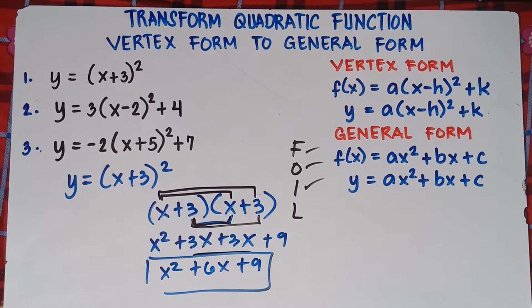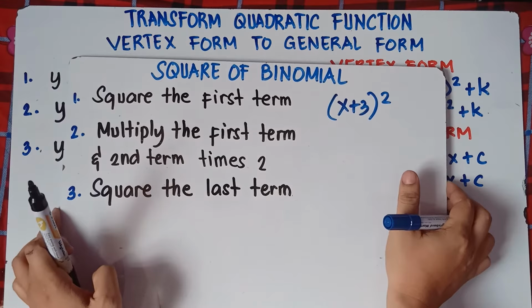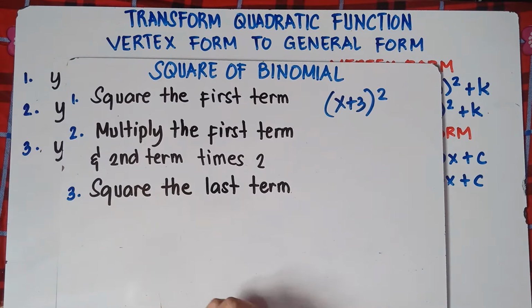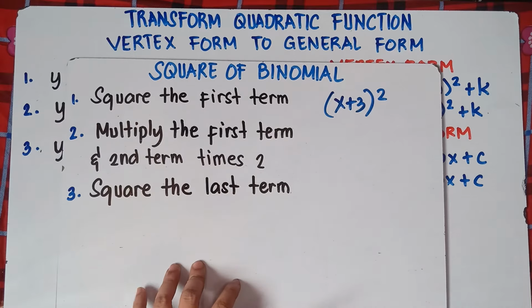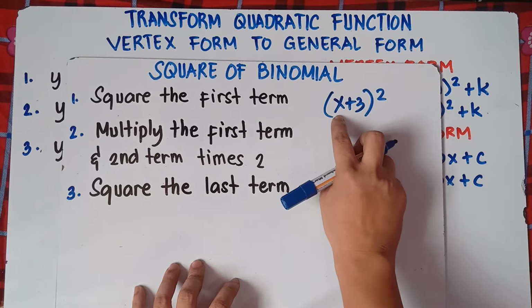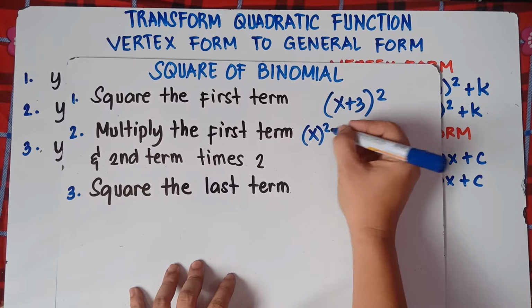Easy, right? Now let me explain the square of binomial, because you can answer this easily within 3 to 5 seconds if you master it. The equation is x plus 3 quantity squared. We have 3 procedures for the square of binomial. Procedure number 1, you square the first term. This is the first term, this is the second term. So you square the first term, that would be x squared.